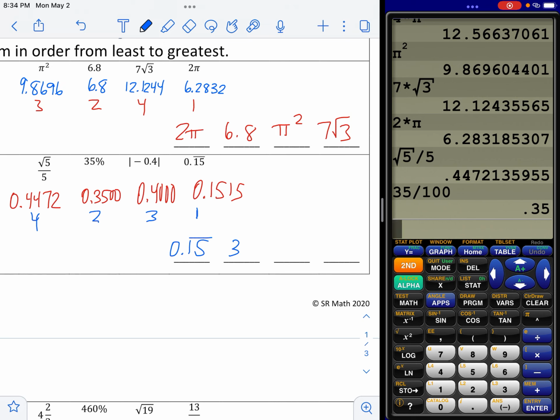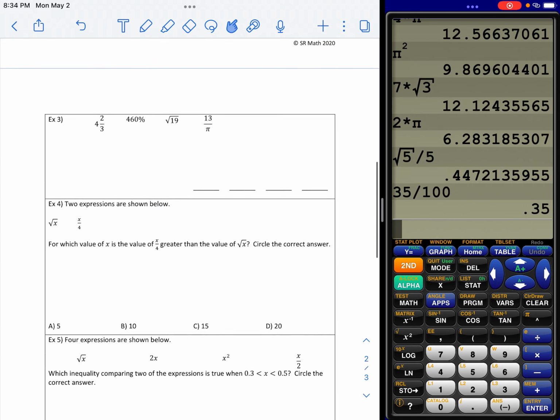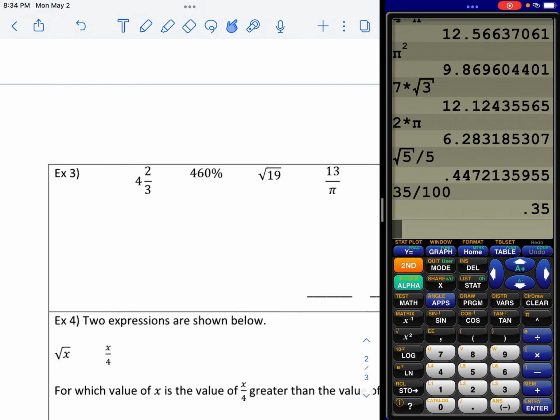So I have 0.15 repeating is my lowest one. And then I have 35% for number 2. And then I have absolute value of negative 0.4 for number 3. And then I have root 5 over 5 last. Okay, and that's really all there is to it. All right, I'll finish this last one here.